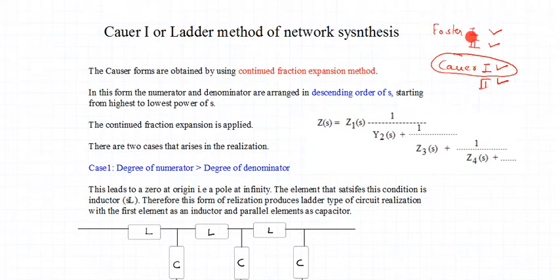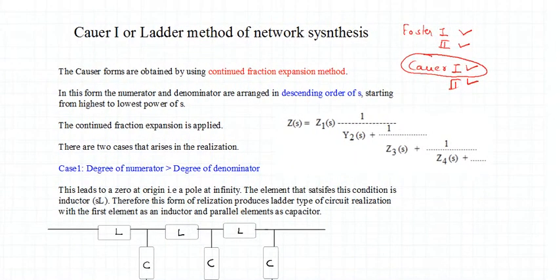Foster 1 and Foster 2 both are based on the partial fraction expansion method. Let that be known to you. Cauer 1 and Cauer 2, both methods, use the continued fraction expansion method, and Foster 1 and Foster 2 are based on the partial fraction expansion method. So in today's discussion we will limit ourselves to the Cauer 1 method.